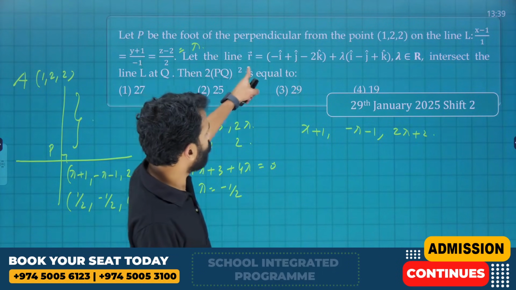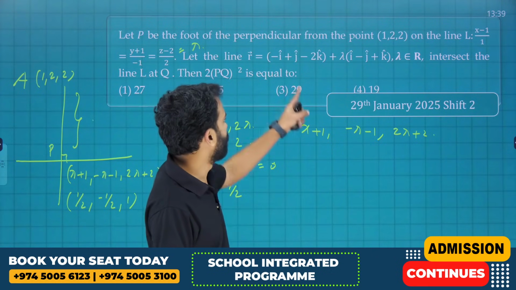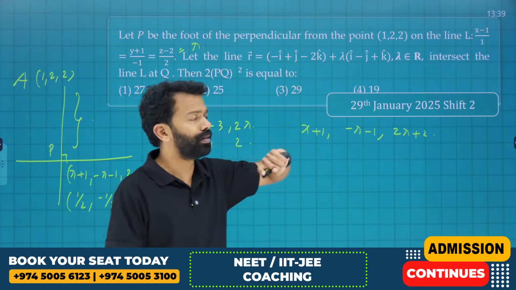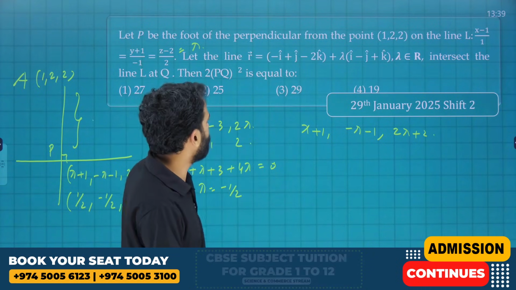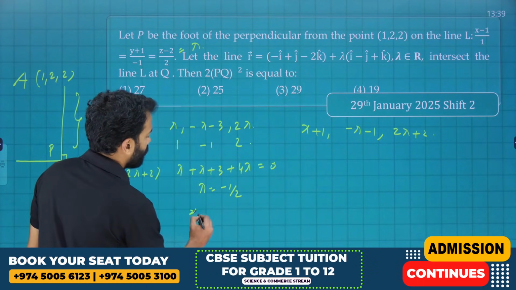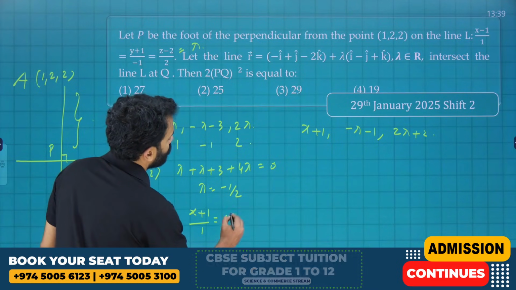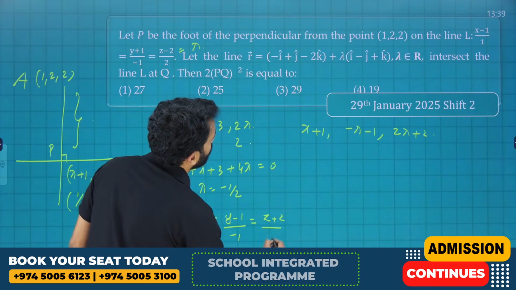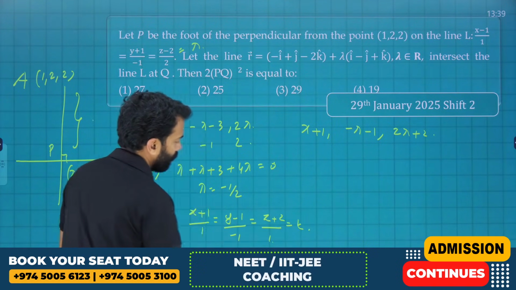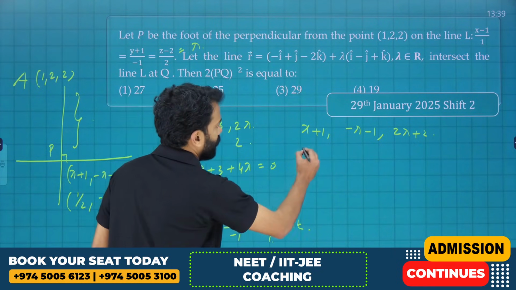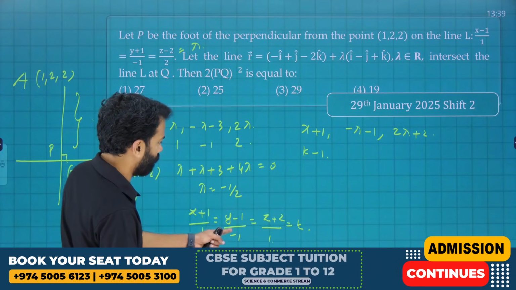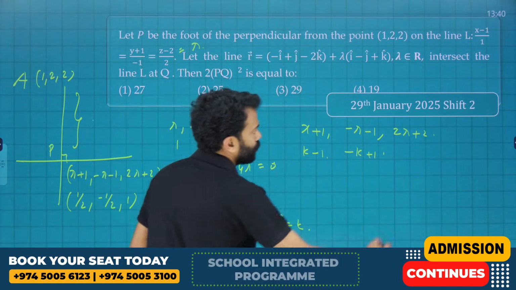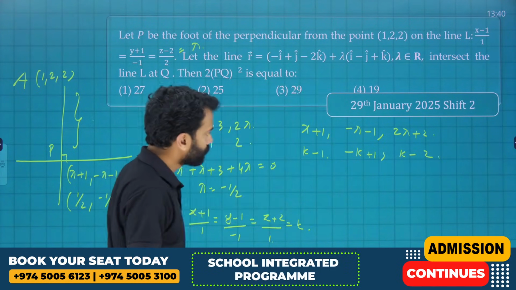And how are you going to write this equation? See, it is xi plus yj plus zk, and this is the point through which the line passes, and this is the vector which is parallel to this line. So if you rewrite the line, it will be (x plus 1) by 1 is equal to (y minus 1) by minus 1 is equal to (z plus 2) divided by 1. That can be written as k. That is, it is k minus 1, this will be minus k plus 1, and this will be k minus 2.